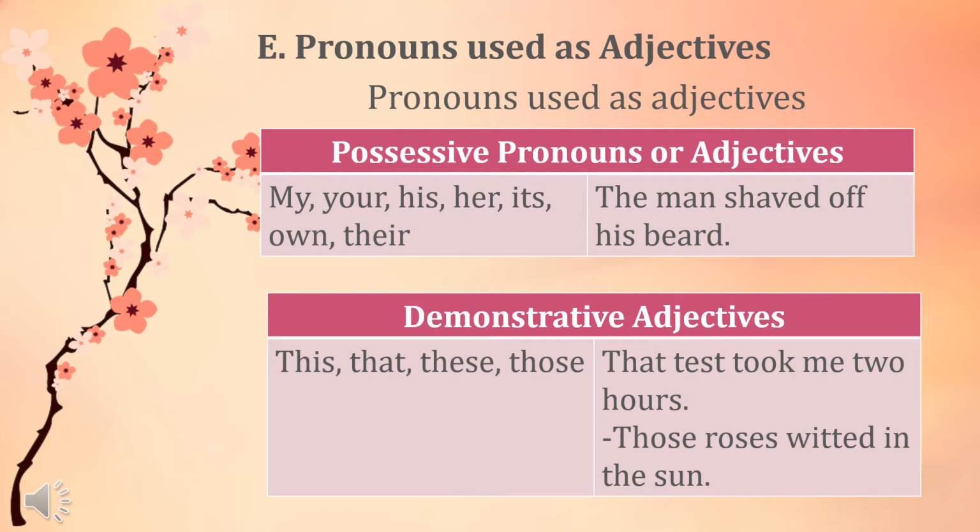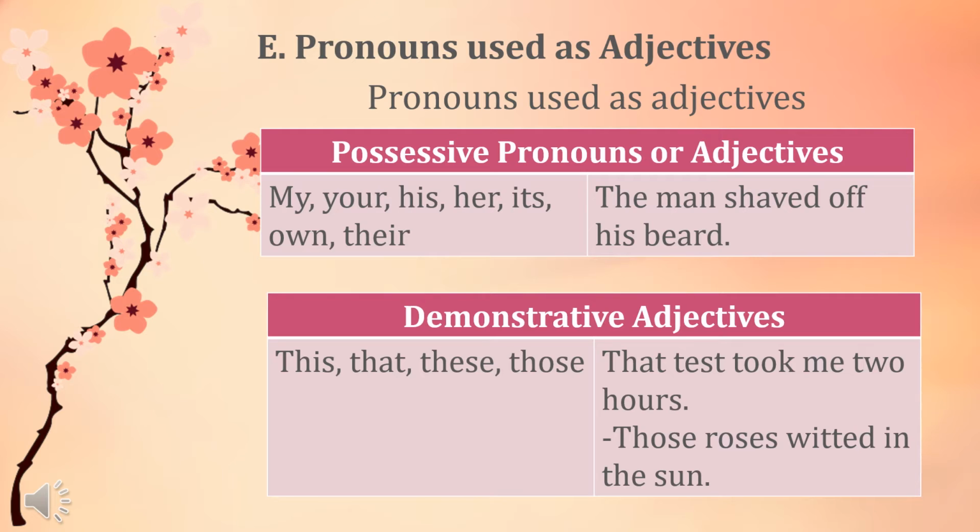Let's have the fifth classification of an adjective, which is the pronouns used as adjectives. Now, pronouns used as adjectives, we have possessive pronouns or adjectives and demonstrative adjectives. We also have interrogative adjectives and indefinite adjectives, and those are what we call pronouns as adjectives. Now, let's begin with the possessive pronouns or adjectives.